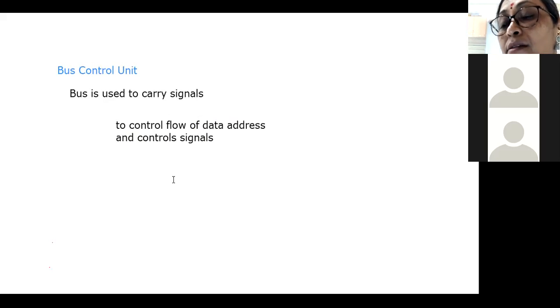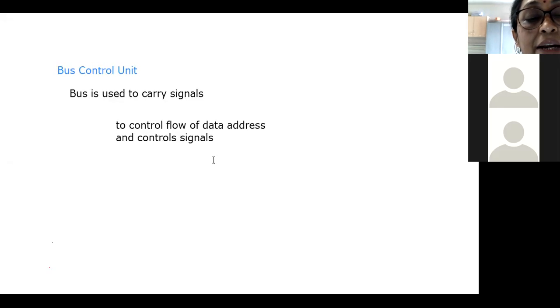All these different blocks of the 8051 require a bus to work. They require the bus to transfer the data, to transfer the control signals, to transfer the address signals. So all different units of the 8051 microcontroller need various buses for their operation. And the control of these buses is provided to these various units by this bus control unit.